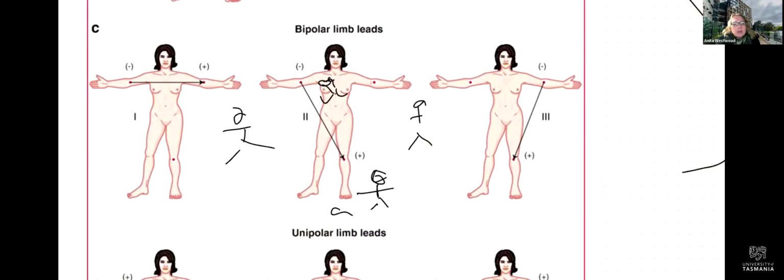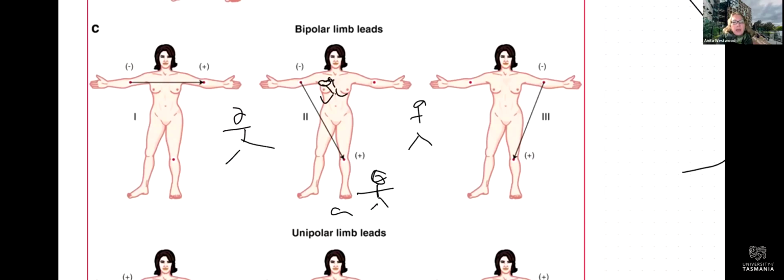Between each of those, you see lead 1 across the person's arms, and you've got the one down from the arm to the foot in lead 2, and then on the lateral side you've got the opposite. So they make up a triangle. Basically, these bipolar leads, because they're positive and negative, will map the electrical current, the depolarization and repolarization, as it moves through the heart.